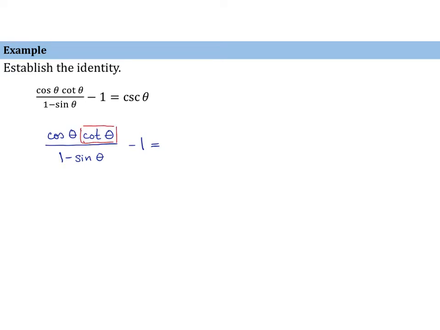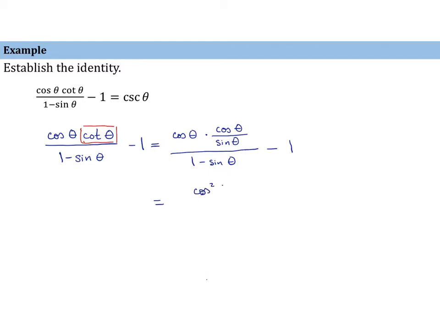and rewrite that using the quotient identity. So we have cosine of theta times cosine of theta over sine of theta. And that will be all over 1 minus the sine of theta. Now don't forget the subtraction of 1. That's very easy to leave off in this problem. So now this is equal to, let me simplify that numerator.